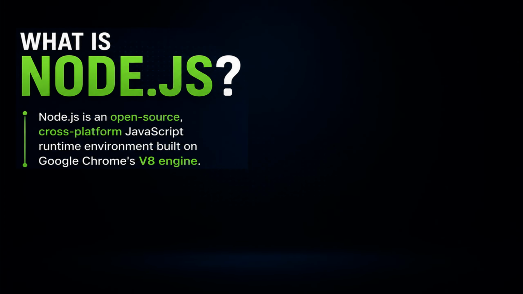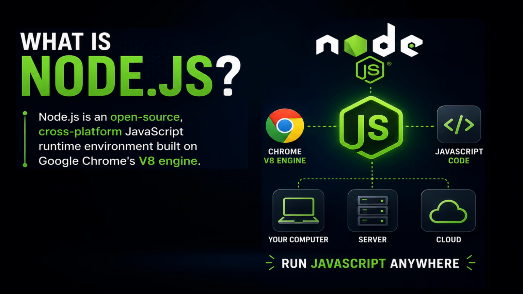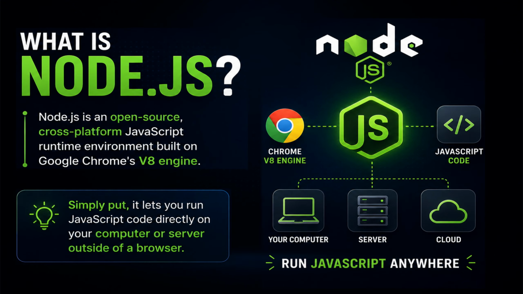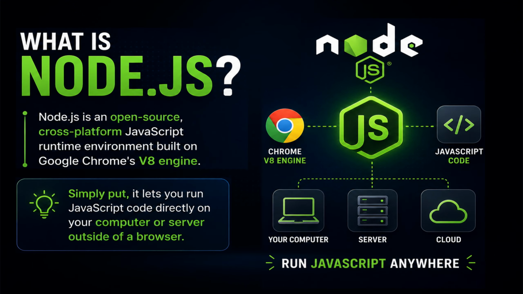Node.js is an open-source, cross-platform JavaScript runtime environment built on Google Chrome's V8 engine. Simply put, it lets you run JavaScript code directly on your computer or server outside of a browser. Today, we're going to install it and run your very first Hello World program.